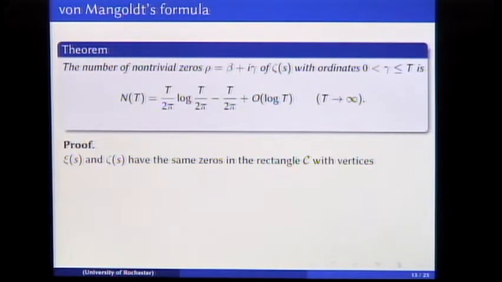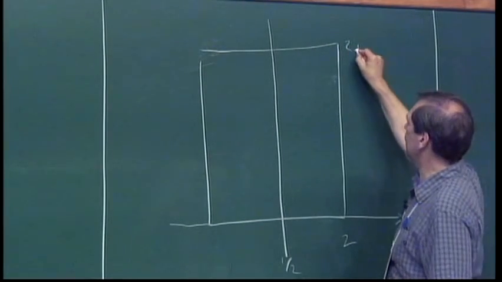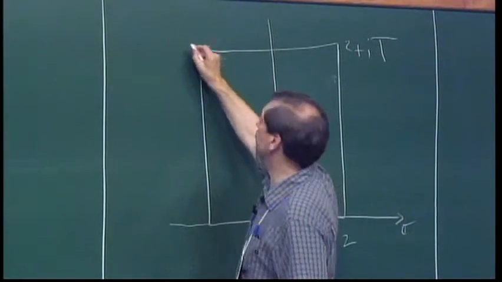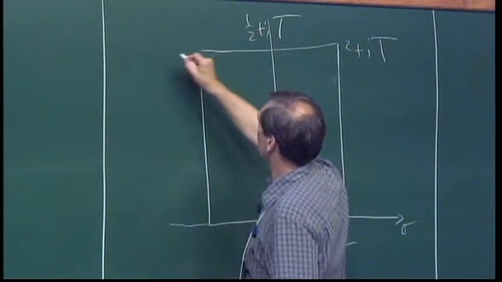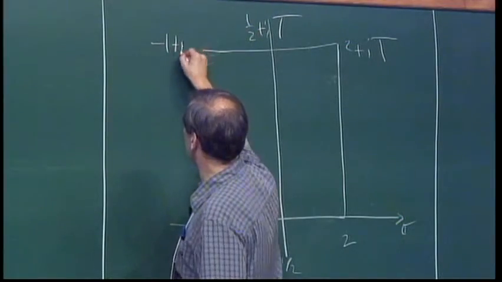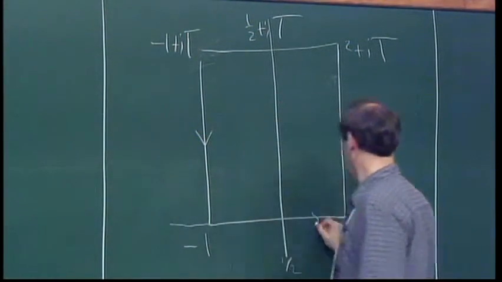And we take a rectangle, C, with vertices 2 plus iT, a half plus iT, minus 1 plus iT. So let me draw this. So this rectangle is symmetric about the half line. Here's the real axis. Okay, so here's 2 plus iT, a half plus iT, minus 1 plus iT, minus 1. And we want to go this way around the rectangle.